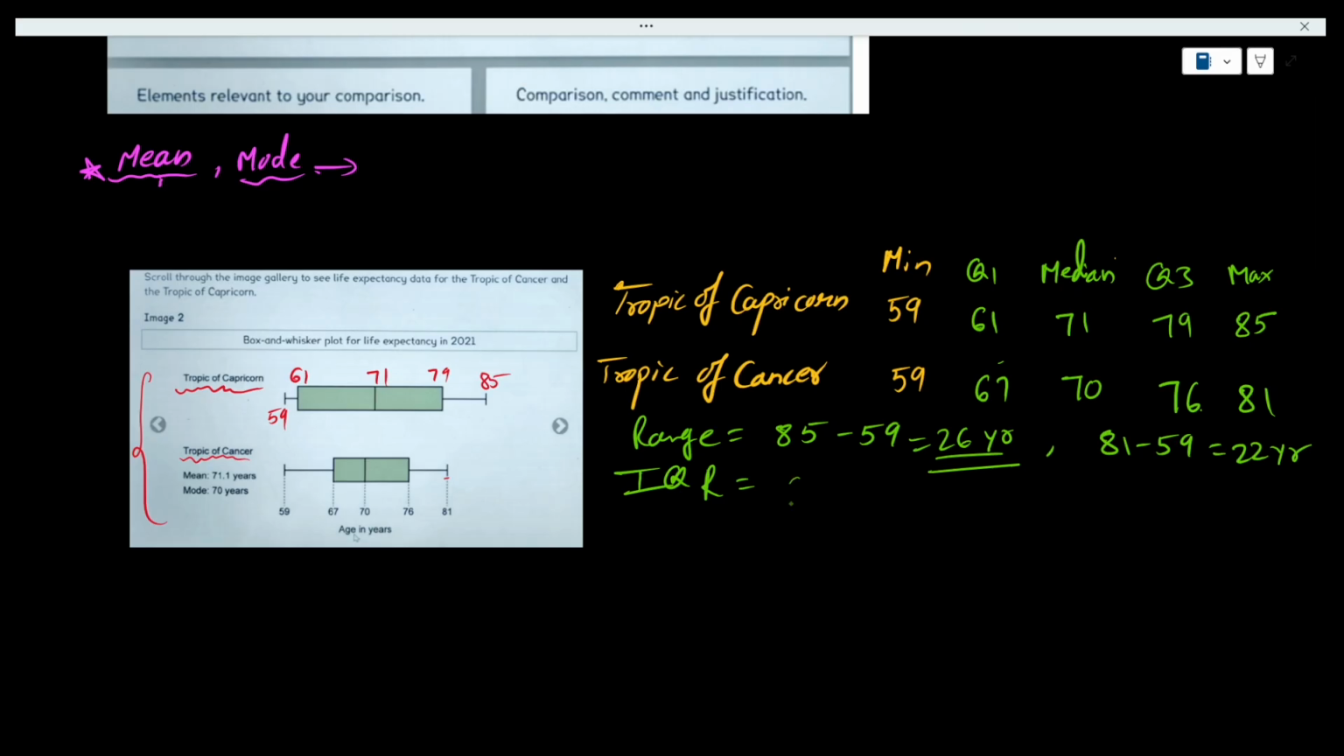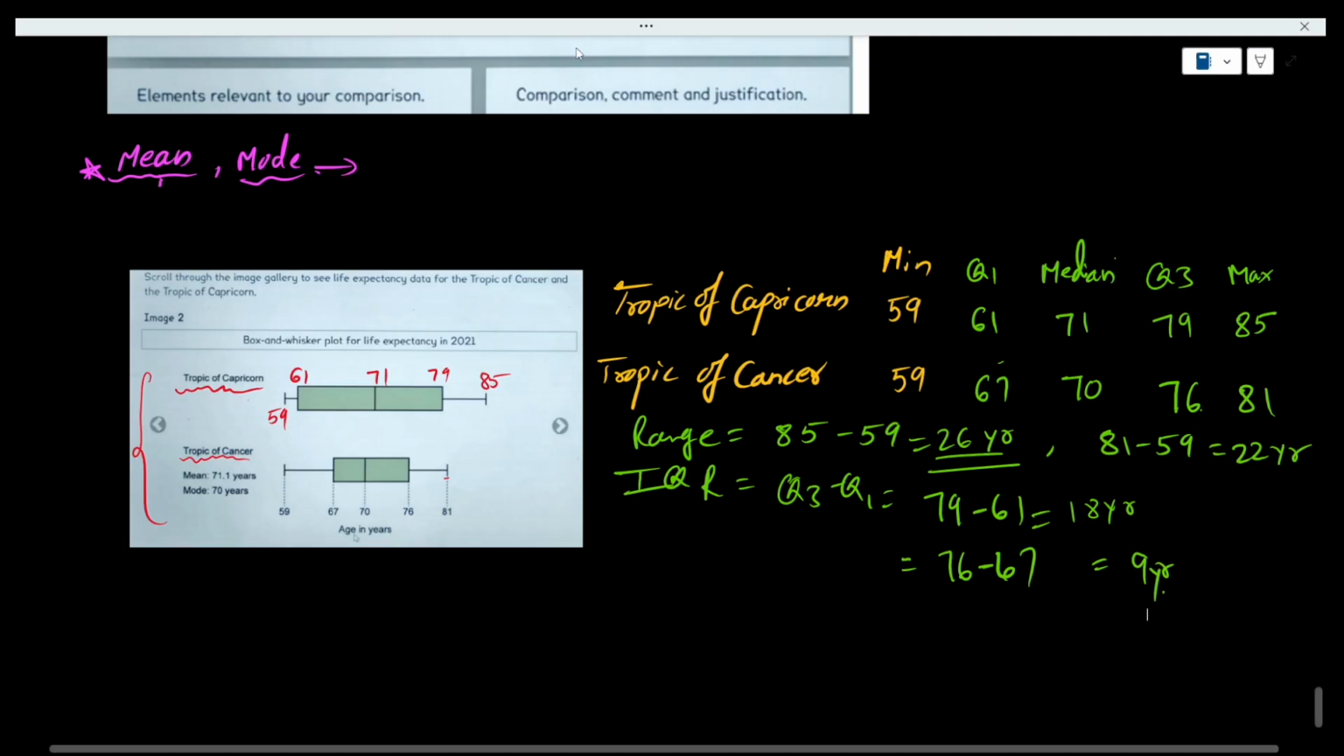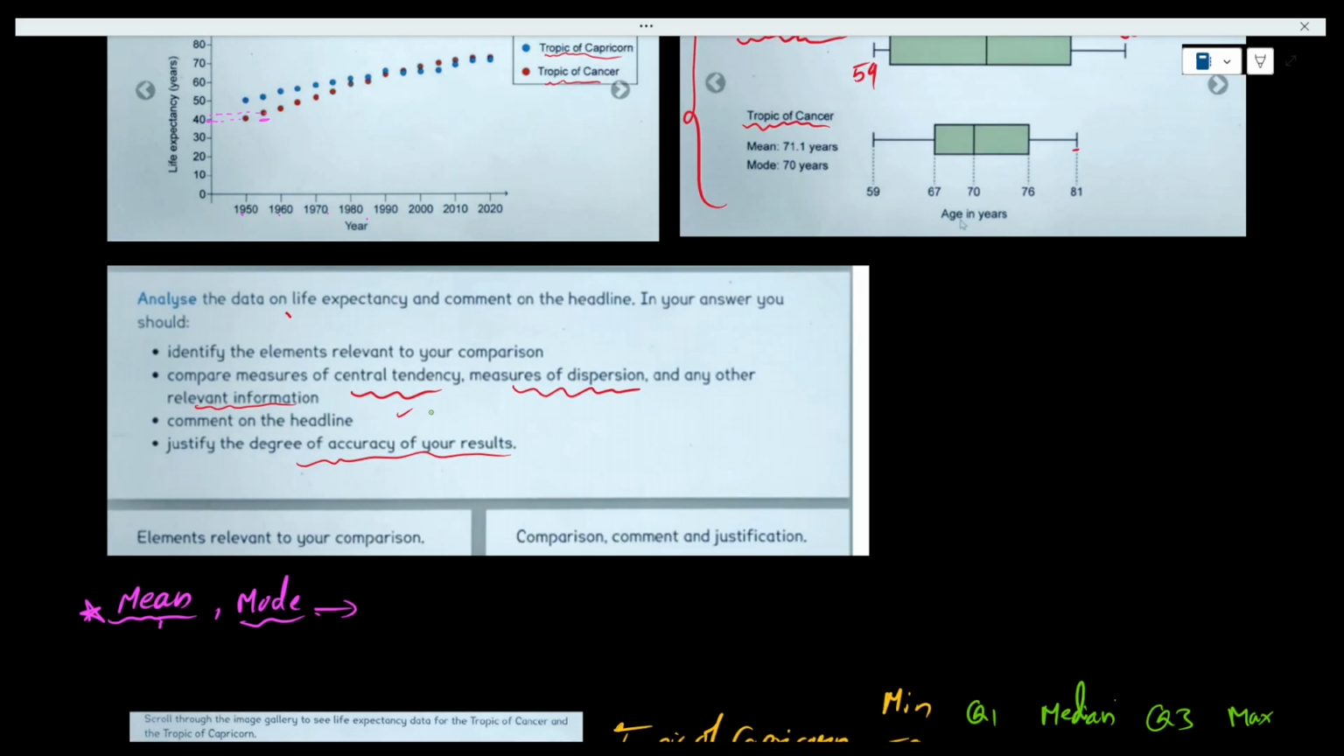Similarly, if you take the interquartile range, Q3 minus Q1, for the first it is 79 minus 61, which is 18 years, whereas for Tropic of Cancer it is 76 minus 67, only 9 years. So all these elements show that people will live longer in Tropic of Capricorn than in Tropic of Cancer. So here it's written, analyze the data on life expectancy and comment on the headline, right?